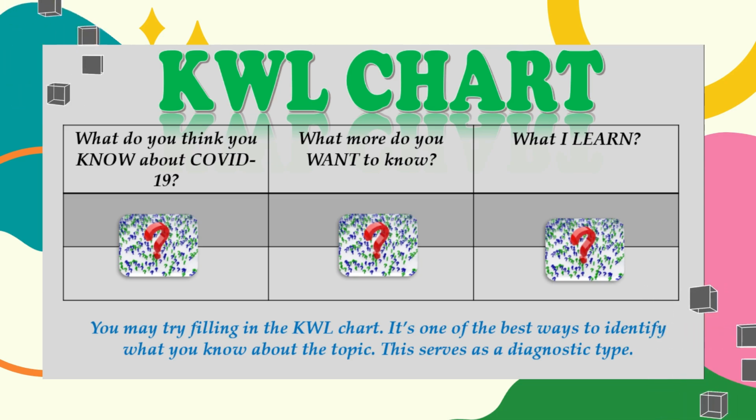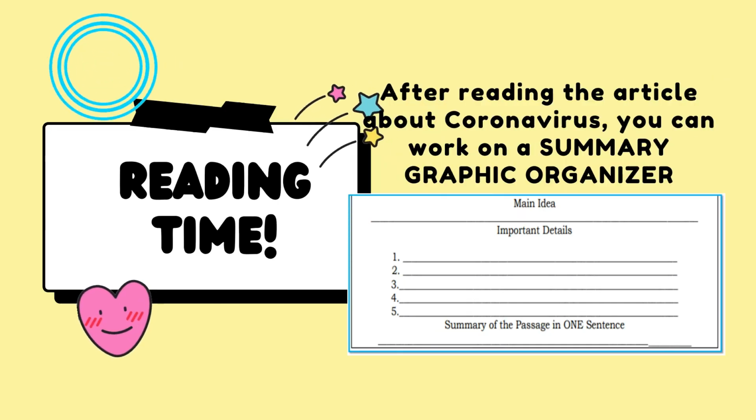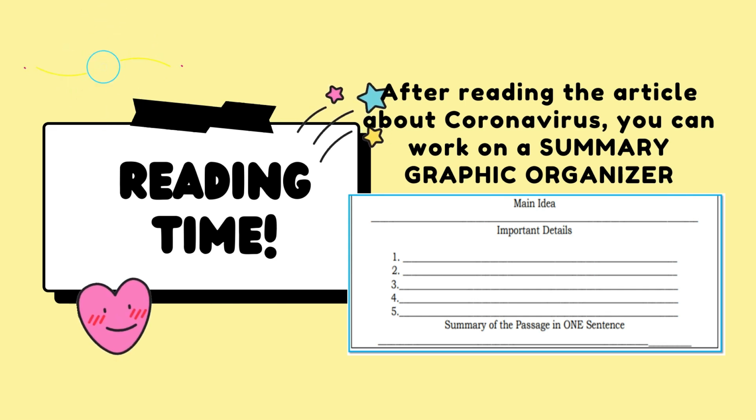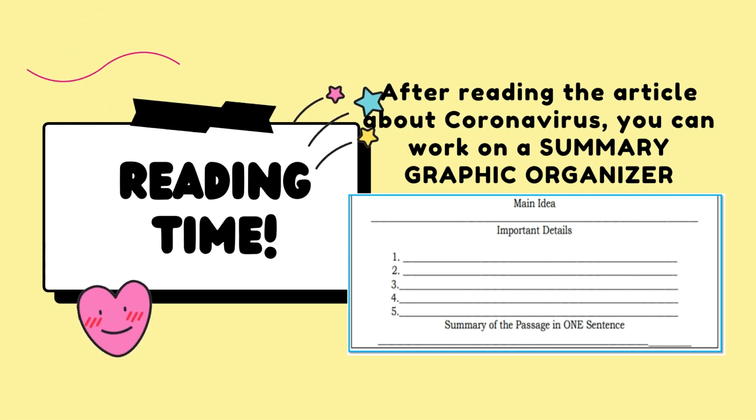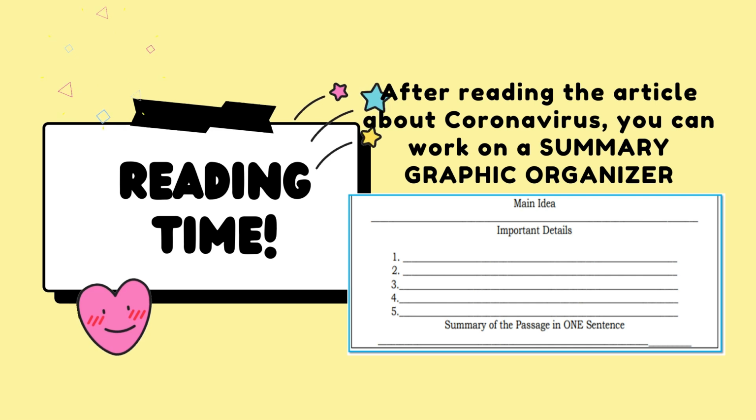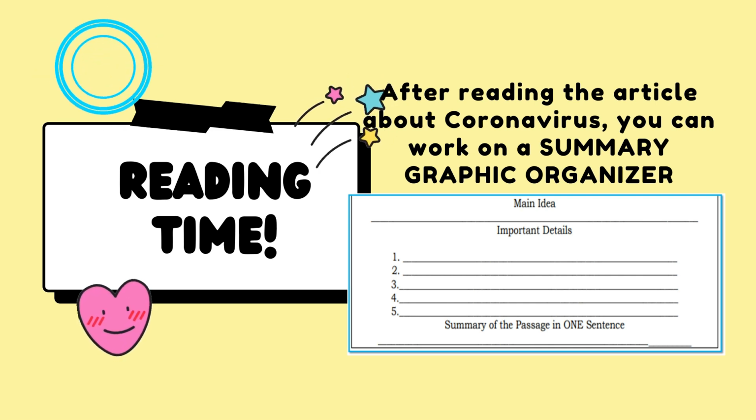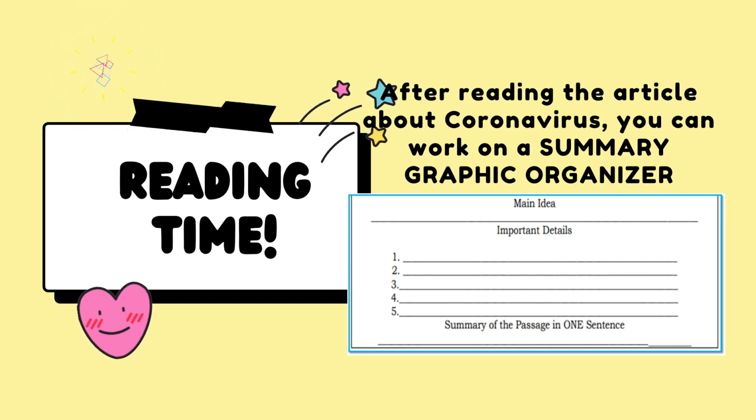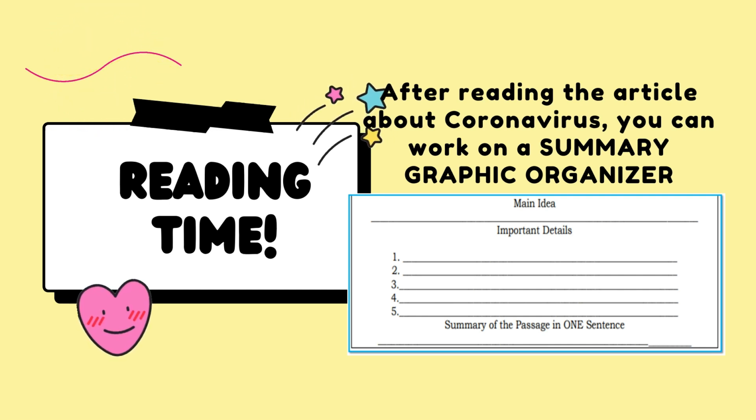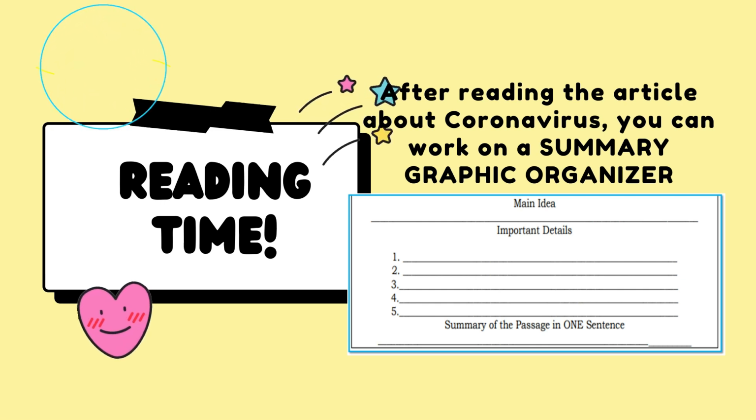Next, it's reading time. So let's assume that you have read the article about coronavirus. So you can now work on a summary graphic organizer, and it looks this way. You have there the main idea, and you have to fill out the important details. And overall, you may come up with a summary of only one sentence. So that's the summary graphic organizer. It's simple, right?